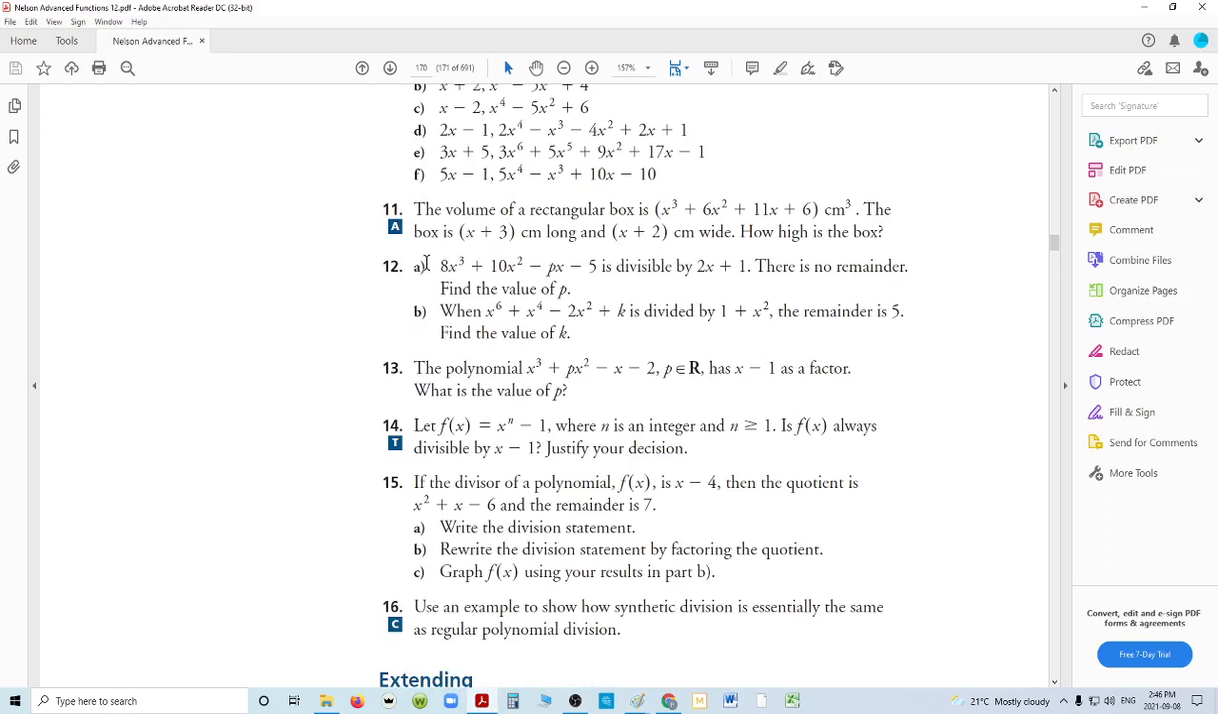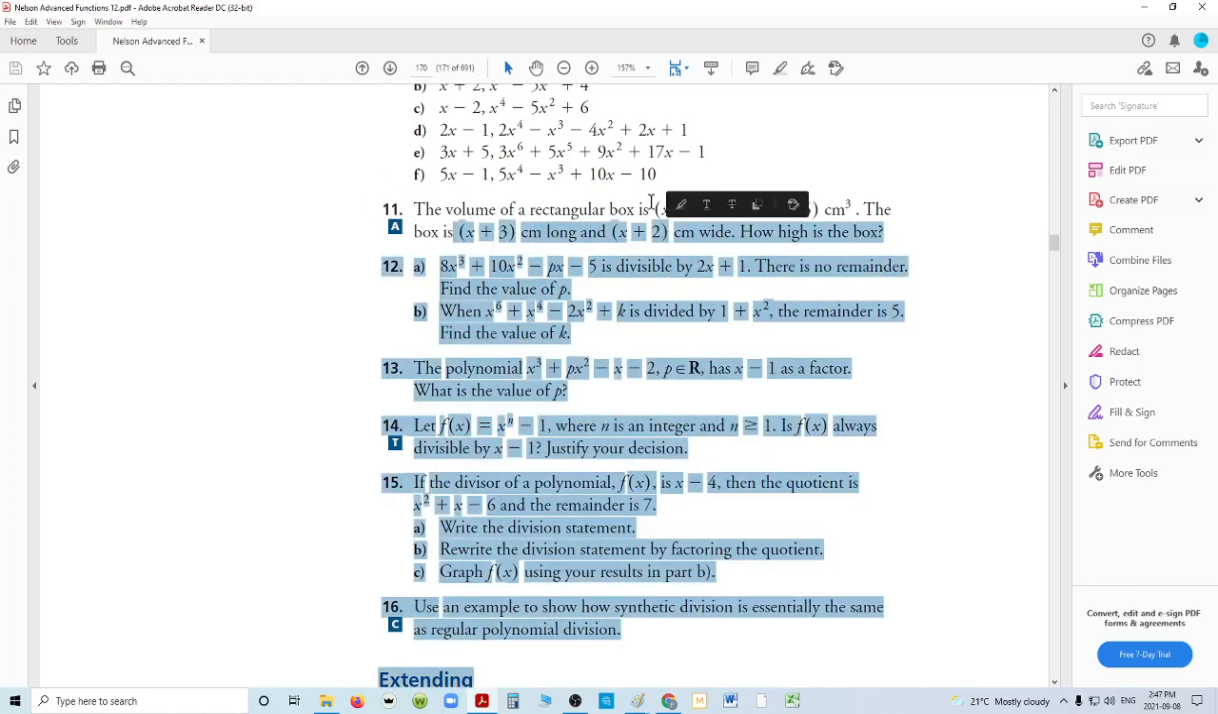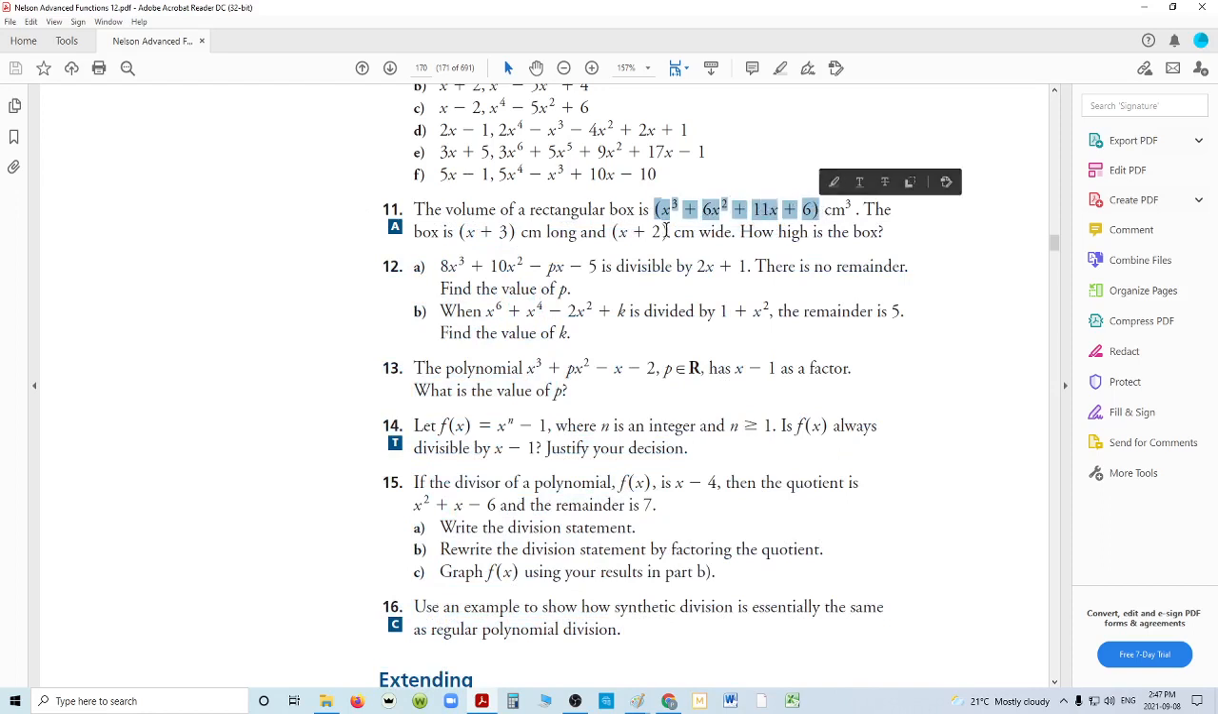So 11. The volume of a rectangular box is given by this. So a box has 3 equal sides. The box is x plus, oh, well, it's not apparently. Rectangular box. The box is x plus 3, x plus 2, and they don't know the height. That's an interesting question. Well, the simple solution is you can multiply these two out and then divide it into this to figure out what the factor is. So that's what we're going to do.